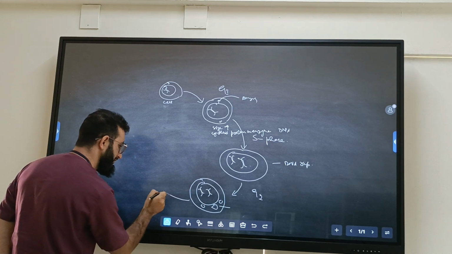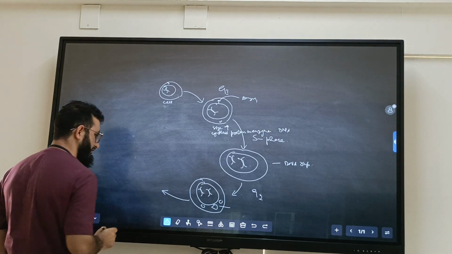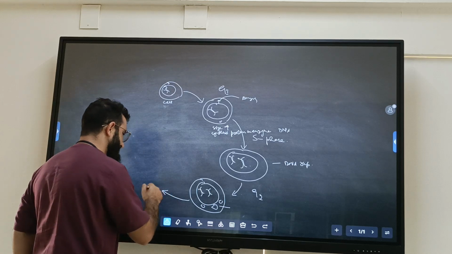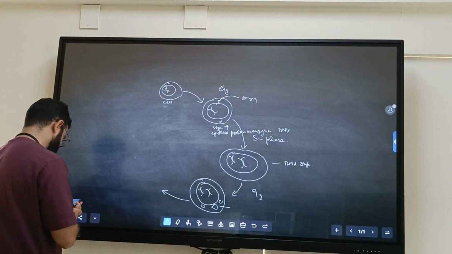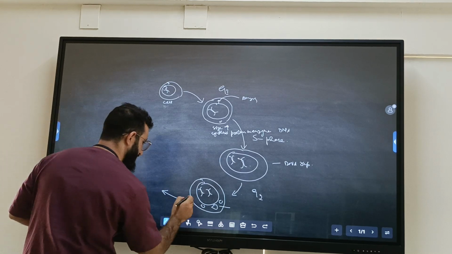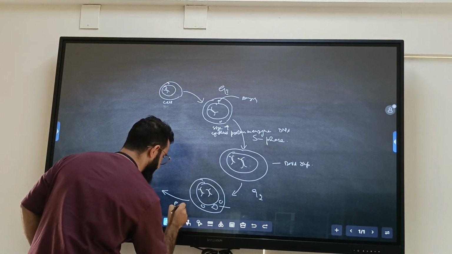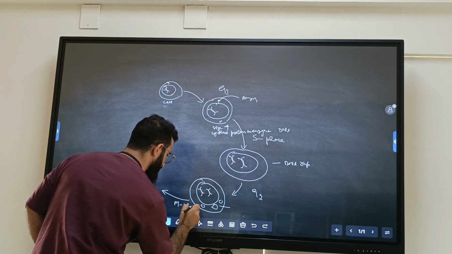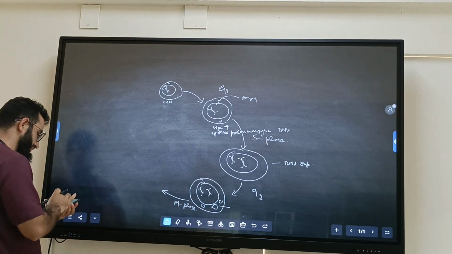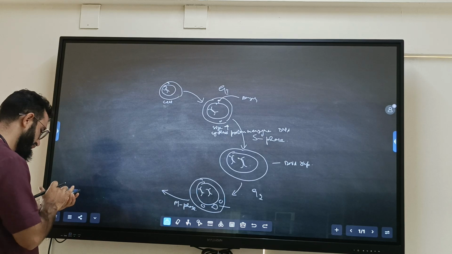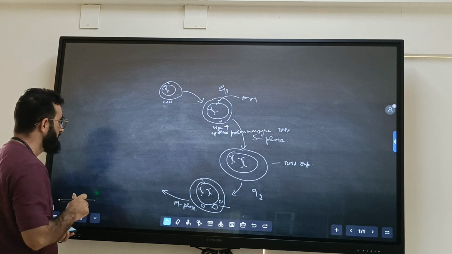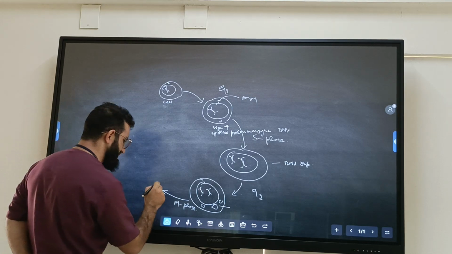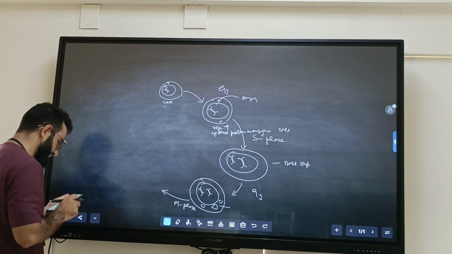And then the M phase. In the M phase, what will happen? The M phase is split into 5 phases. Cell division occurs in the M phase. How will it occur? In the M phase, what is the first phase?